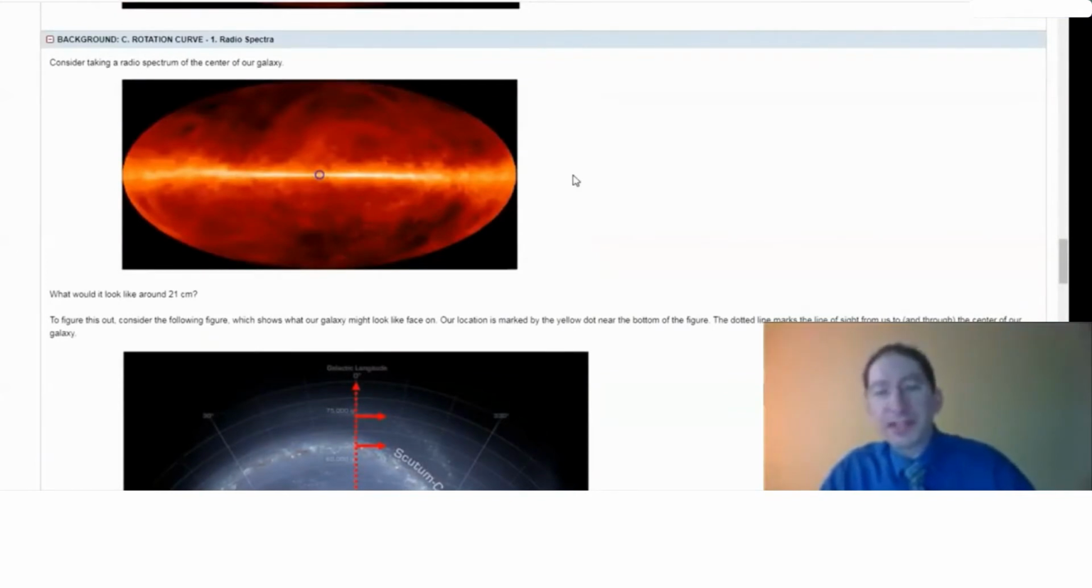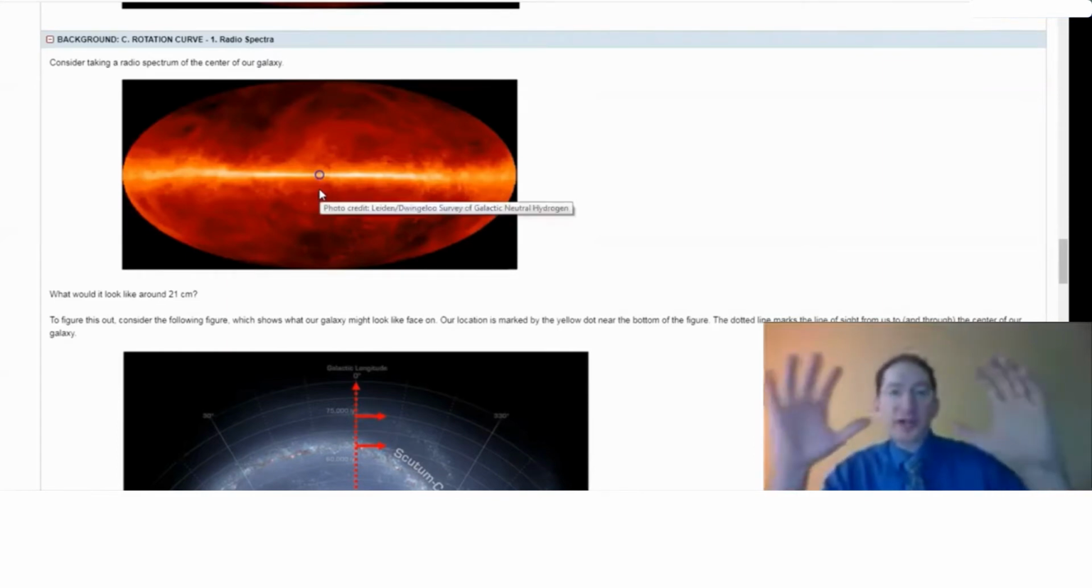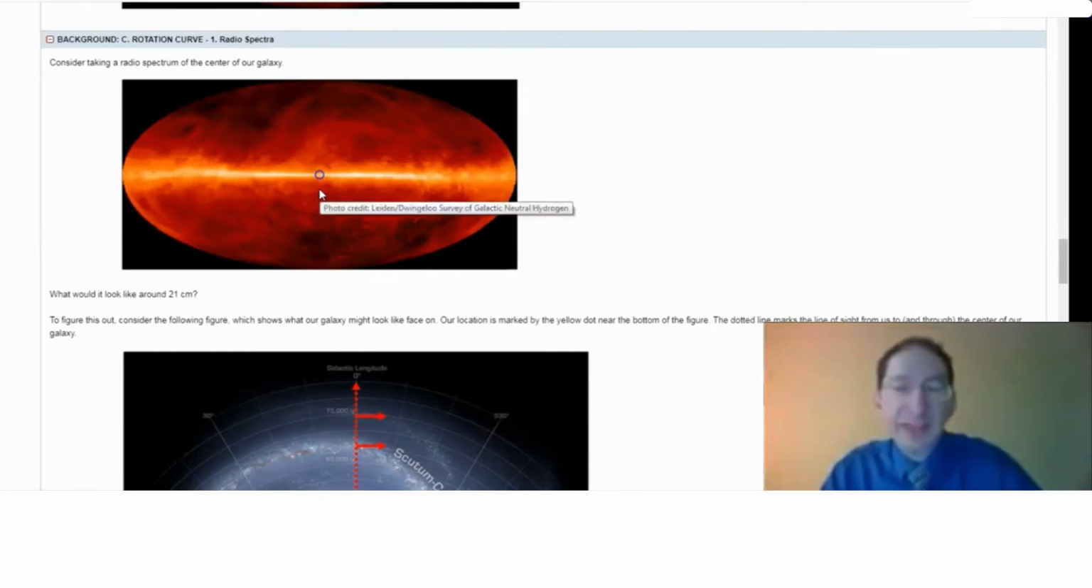Now, let's consider what the spectra will look like acquired at different locations along the plane of our galaxy at different galactic longitudes. And let's begin by considering what the spectrum will look like if we point our telescope directly at the center of our Milky Way galaxy.